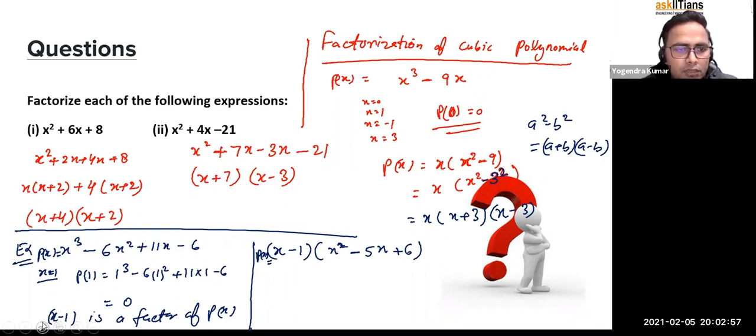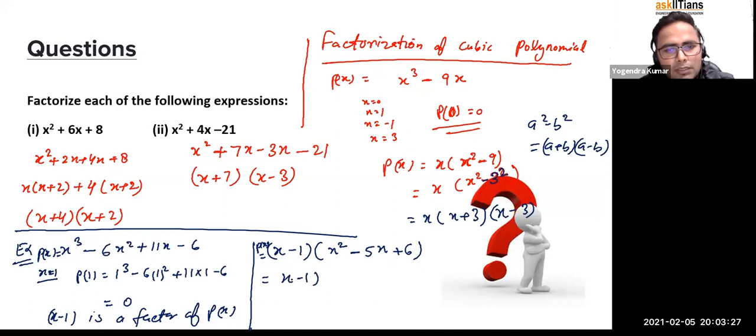You might be wondering. I wrote it directly, I know, but you might be wondering how we got this. This is my p of x. So yes, you get it by long division only. As we decided x minus 1 is a factor of p of x, so divide this polynomial by x minus 1 and you're going to get this, right?